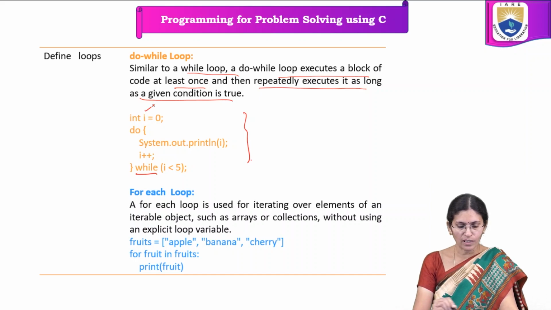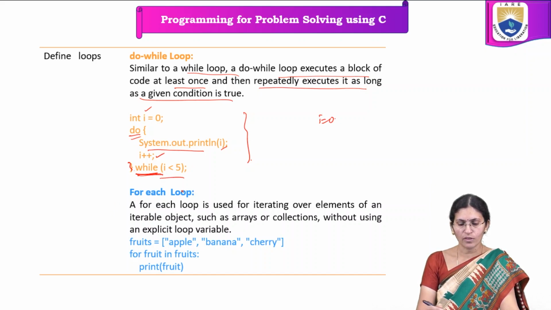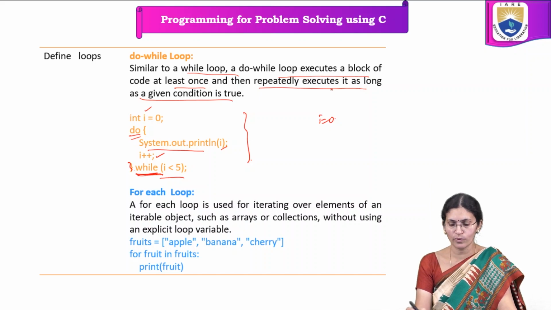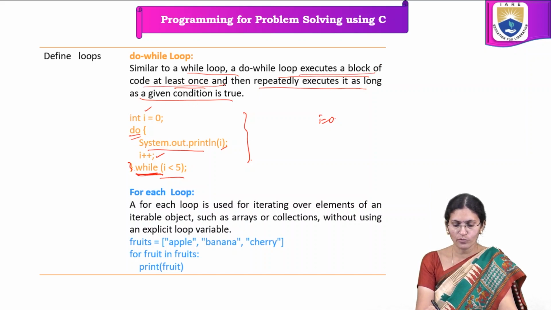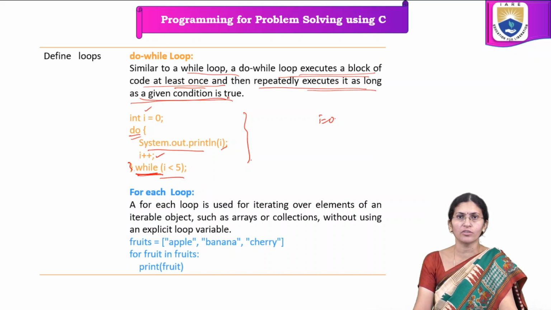So we have initialized the value of I is equal to 0. Then after this, we are using the keyword do. Then we are printing the value of I. After this, we need to increment the value of I. After this, it will check this while condition. So this I value is printed first. It will print I is equal to 0. After that, it will check this condition. So this is how you can implement the do while loop. Do while loop executes a block of code at least once and then repeatedly executes it as long as the given condition is true here.